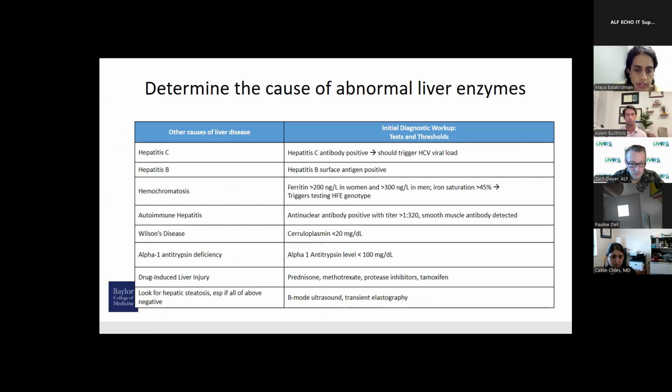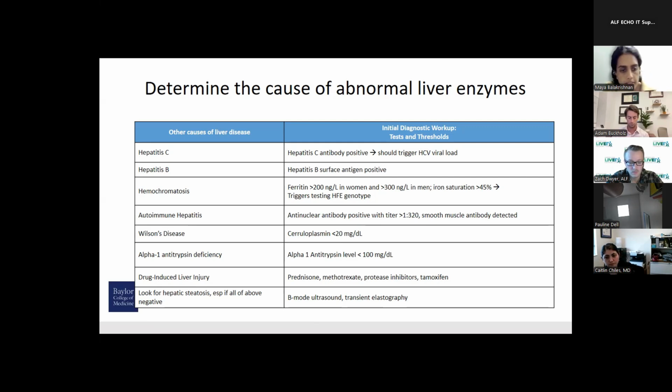And that requires a basic workup for alternative causes or concomitant causes of abnormal liver enzymes. And this is a differential diagnosis in the left column of elevated hepatocellular enzymes. The causes include viral hepatitis, and then less commonly things like hemochromatosis, autoimmune hepatitis, Wilson's disease, alpha-1 antitrypsin deficiency, and then various forms of drug-induced liver injury.